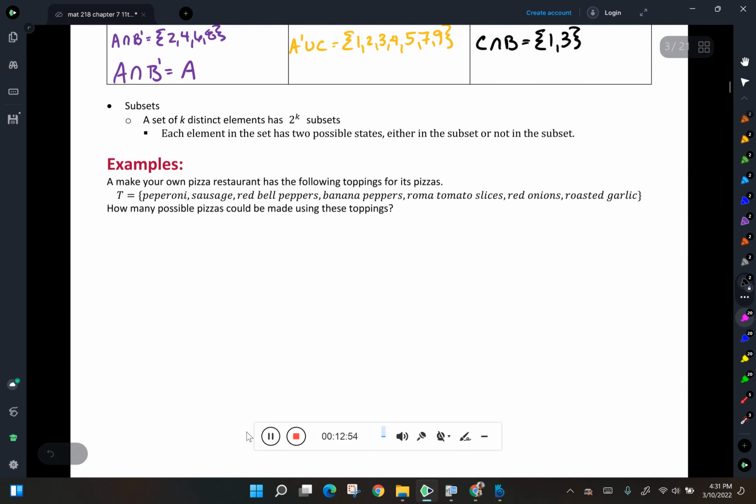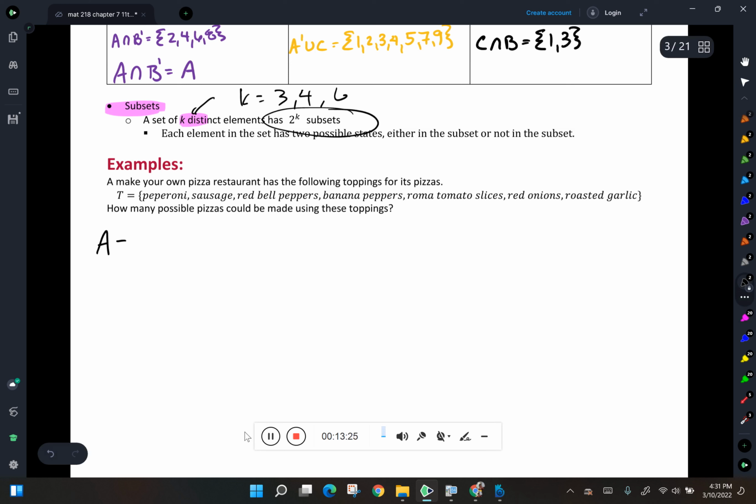Okay. A subset. Now we already took a look at the definition of a subset, but this question asks, how many subsets are there? So if I have a set that has k distinct elements, where k is just the number of elements in the set, so k will be something like 3 elements or 4 elements or 6 elements, whatever it is, how many subsets would that set have? And the formula says that there are 2 to the k subsets. So let's take a look at what we're talking about here.